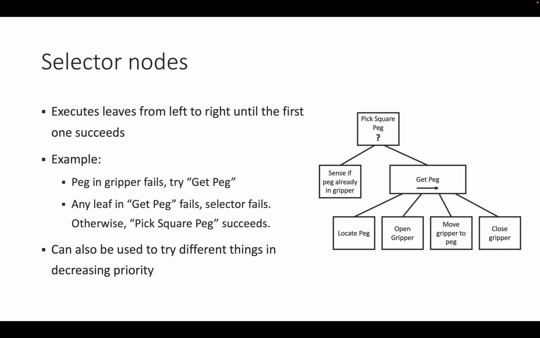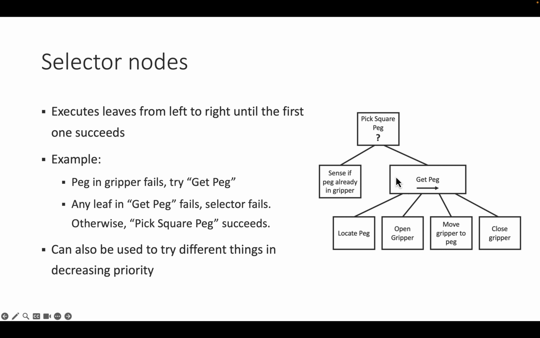The second structure in the behavior tree is the selector node. This usually uses a question mark or something like this instead of the arrow. What this does is it also executes all its children from left to right, but it goes on until the first one succeeds.